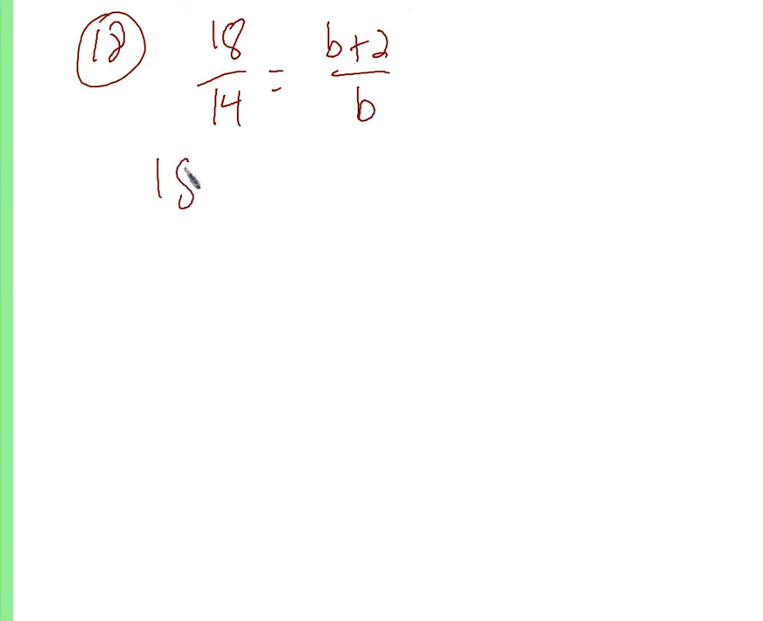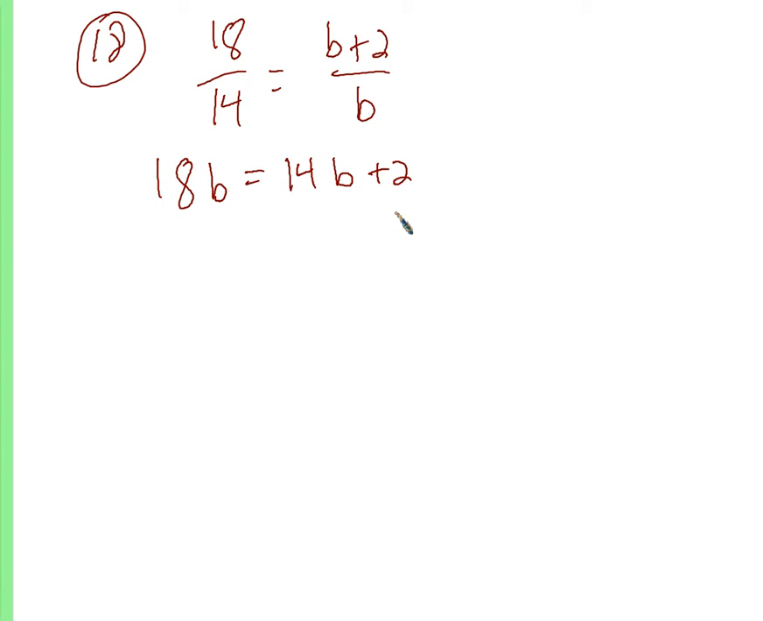Okay, so let's follow. This is where we're supposed to find a mistake. You got 18b equals 14 times b plus 2. Okay? So that's what they have written. Any mistakes? No? Okay, let's just keep going. There's supposed to be a mistake. We're supposed to find a mistake.